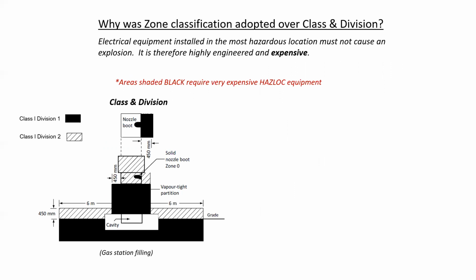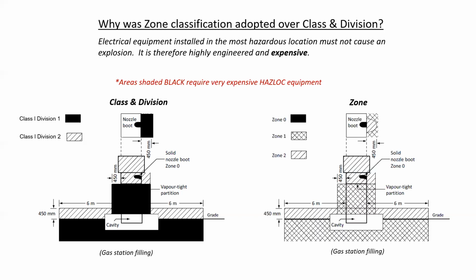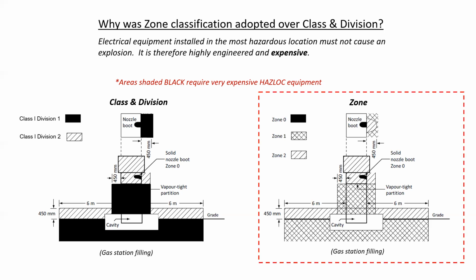with gasoline, and if it was classified using the class and division method, the areas shaded black would require the most expensive HazLoc equipment available. So that's quite a substantial amount of the overall installation that would require this. Whereas if we take the exact same gas station filling with the zone system, there is only a small portion that requires this exceedingly expensive over-engineered apparatus.